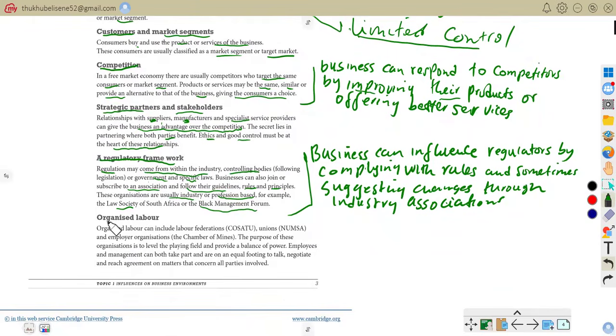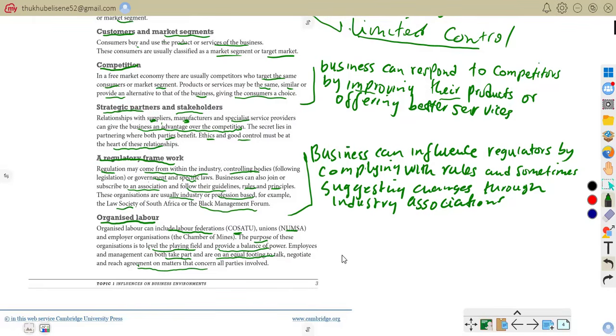Now we come to organized labor as one of the aspects in the market environment. Organized labor can include labor federations like COSATU, NAMUSA, those unions, and employer organizations who represent the organization. The purpose of these organizations is to level the playing field and provide a balanced power. Employees and management can both take part and are on equal footing to negotiate and reach agreement on matters that concern all parties involved.